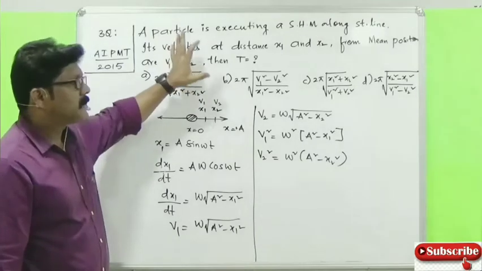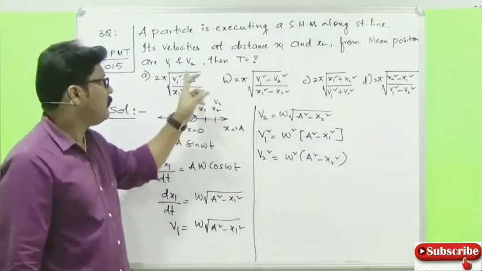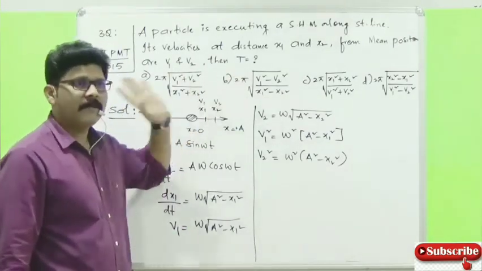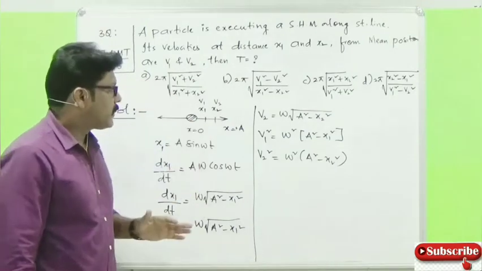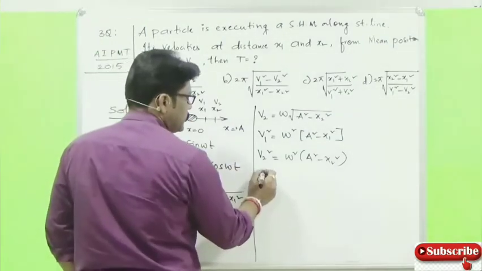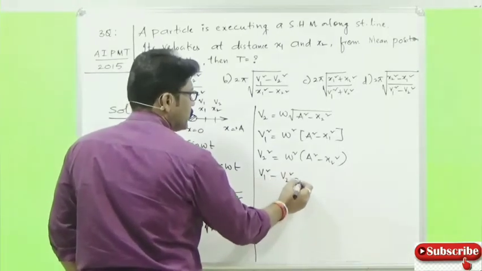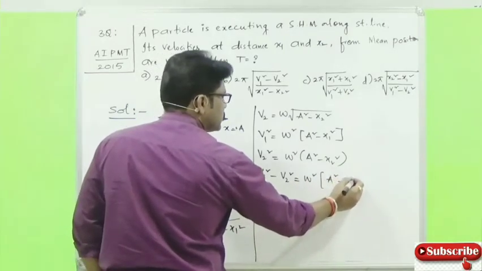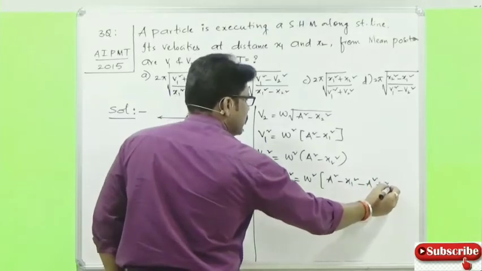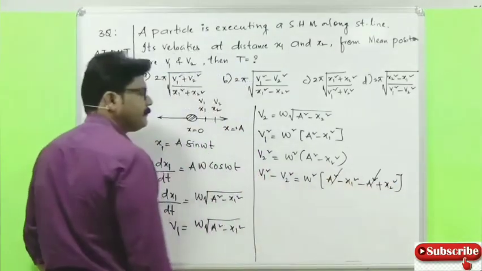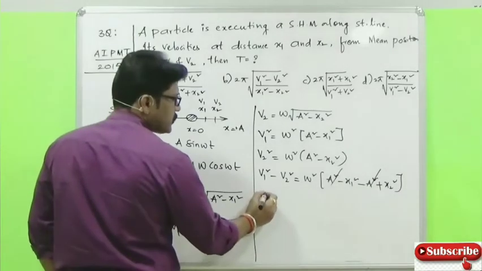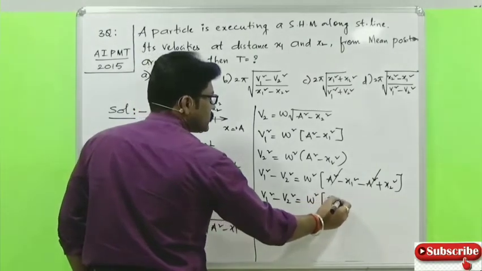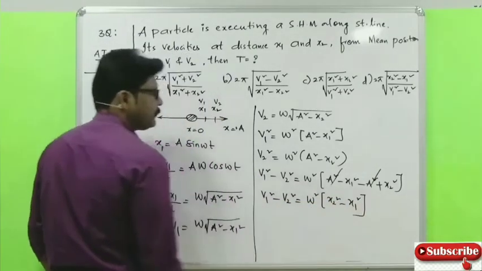Because in this problem, he has given x1, x2, v1, v2, we want the answer only in these terms. For that sake, what I will do is subtract both the equations. v1 square minus v2 square equals omega square, taking it as common, a square minus x1 square minus a square plus x2 square. So these two will get cancelled. Now what I am getting here is v1 square minus v2 square equals omega square into x2 square minus x1 square.